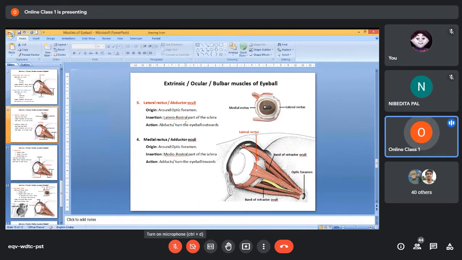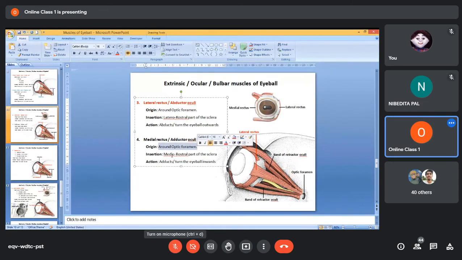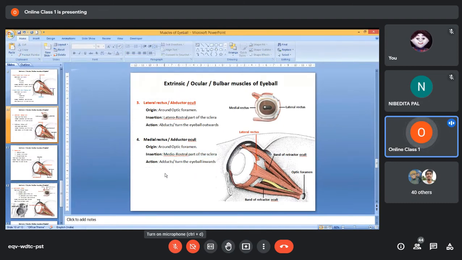The medial rectus is not seen here. The medial rectus will be opposite to the lateral rectus. Again, the origin is around the optic foramen. Insertion is on the mediorostral part of the sclera. Almost similar, all these muscles; only their course and their action are different. And its action is what? It adducts the eyeball, or turns the eyeball inward. So that was regarding the rectus muscles, or straight muscles.